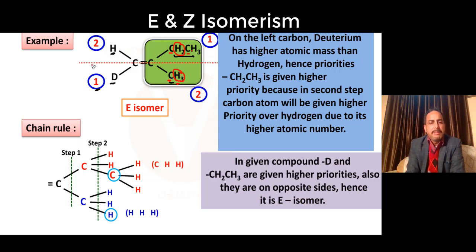Now we have assigned the priority. Now we check whether, for the double bonded carbon atom, on the diagonal position the same priority is present. If so, it is E, and it is similar to trans isomerism.